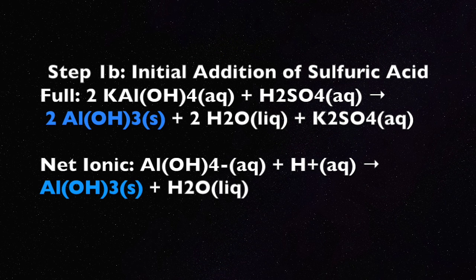Following this, 25 milliliters of sulfuric acid was added to the solution. However, only about half of the sulfuric acid will be added in this step. This is because the aluminate solution initially reacts with the sulfuric acid to produce a thick, white, jelly-like precipitate known as aluminum hydroxide.